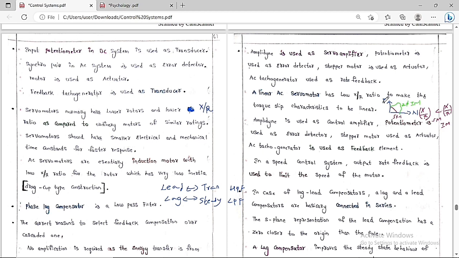Listen carefully. Amplidyne is used as the servo amplifier or control amplifier, whereas the potentiometer is used as the error detector, whereas the stepper motor is used as the actuator, whereas the AC tacho generator is used as the rate feedback or feedback element. Just now we have discussed this one.